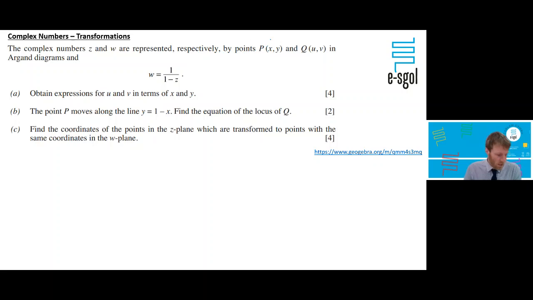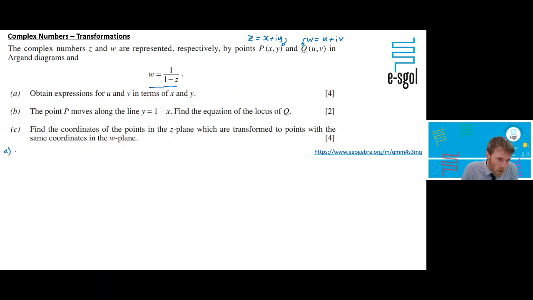And it says respectively, so this one at the top here, the first one is z, and that is equal to x plus iy. So I've got that from here. The next one is w, so w equals u plus iv, that's this bit here. And then we've got some kind of expression that links them down here. It says obtain expressions for u and v in terms of x and y.